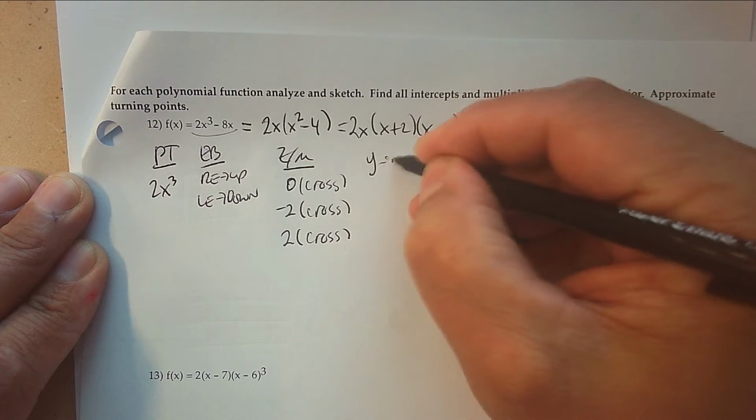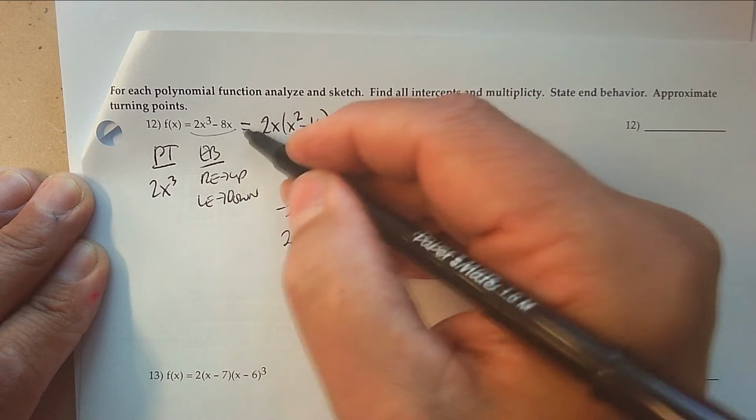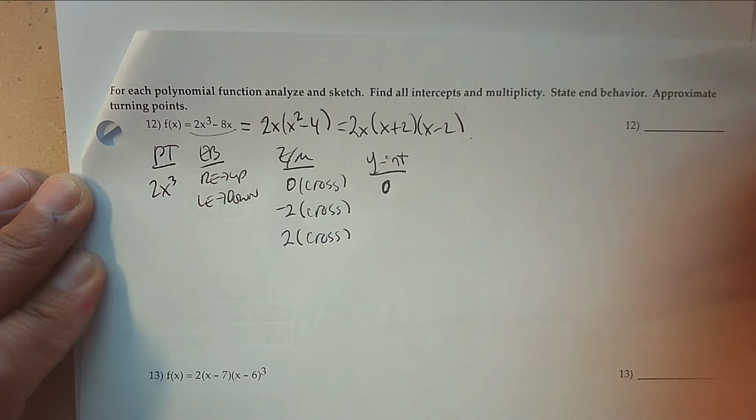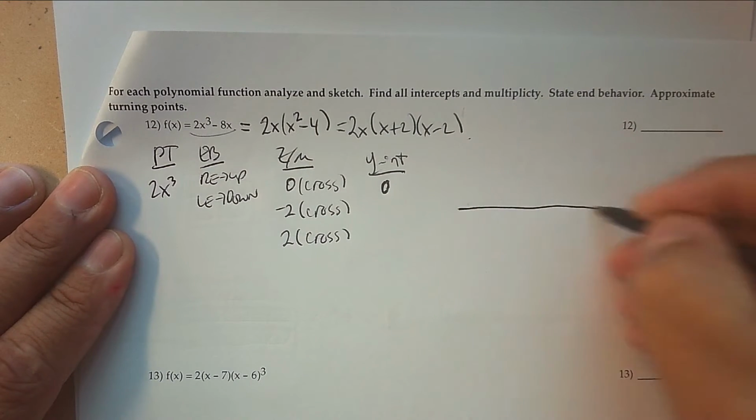The y-intercept. So we can, from the expanded form, there's no constant at the end you see. So actually it's 0, right? And if you plug in 0, the answer is 0. So we're going to sketch this.